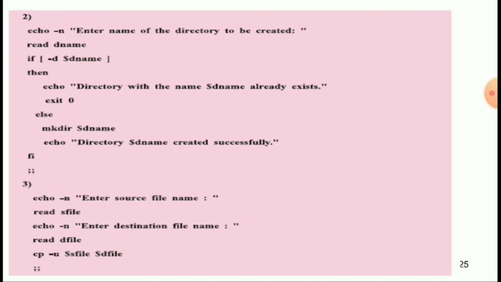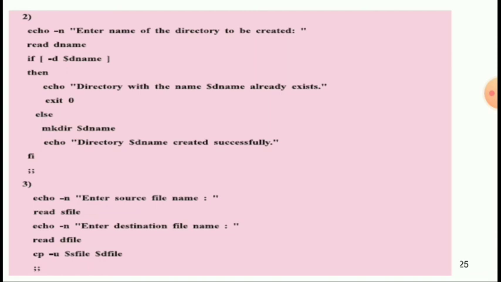Read dname, if [ -d $dname ], then echo directory with the name $dname already exists, exit 0. Else part: mkdir $dname, echo directory $dname created successfully, fi, and double semicolon. That is, the second case is over.